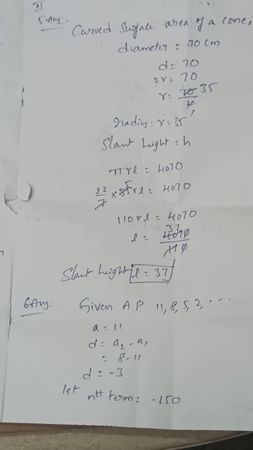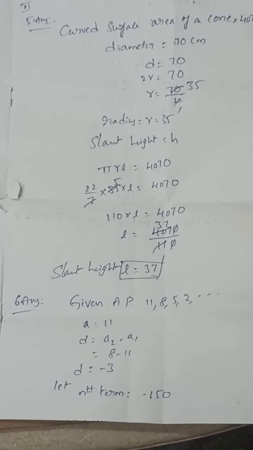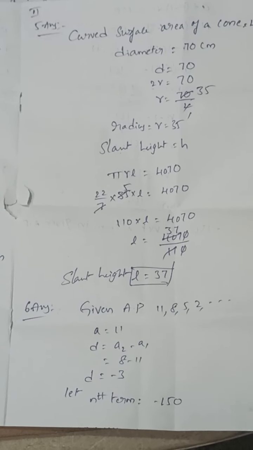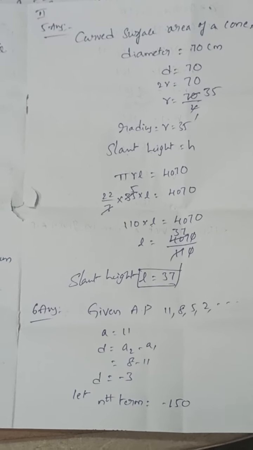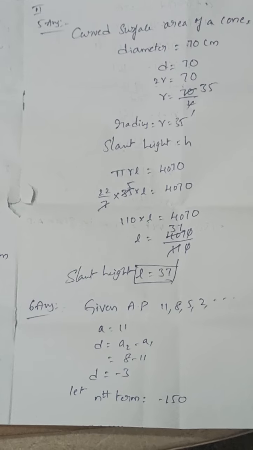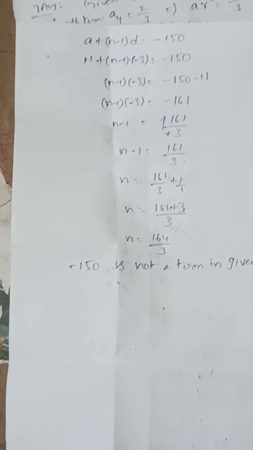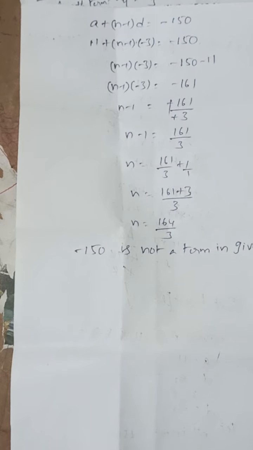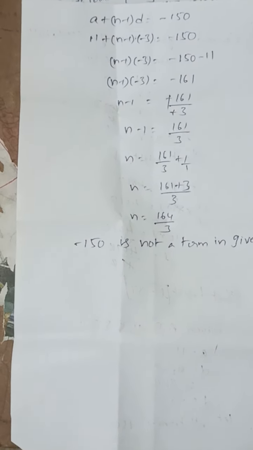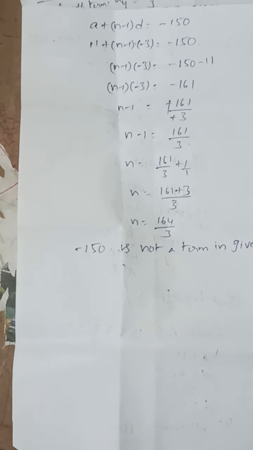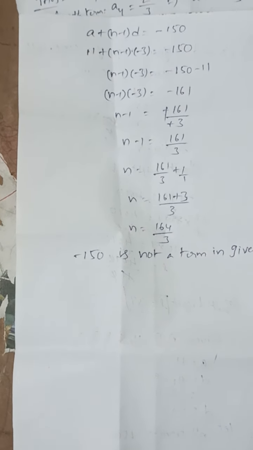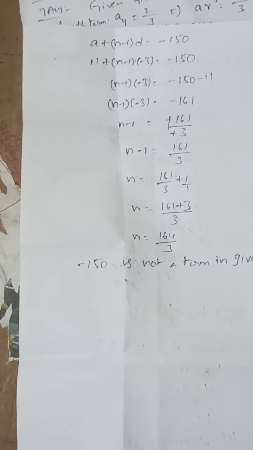Next, sixth one, check whether minus 150 is the term in the given AP 11, 8, 5, 2. So a is 11, d is, find the common difference, a2 minus a1. So 8 minus 11, that is equal to minus 3. Let us take the nth term is minus 150. a plus n minus 1 into d is equal to minus 150. So 11 plus n minus 1 into minus 3, 11 going to right side order minus. So minus 150 minus 11 is minus 161. So n minus 1 into minus 3 is equal to minus 161. Minus 3 is multiple going to right side order dividend. Minus minus cancel, 161 by 3.